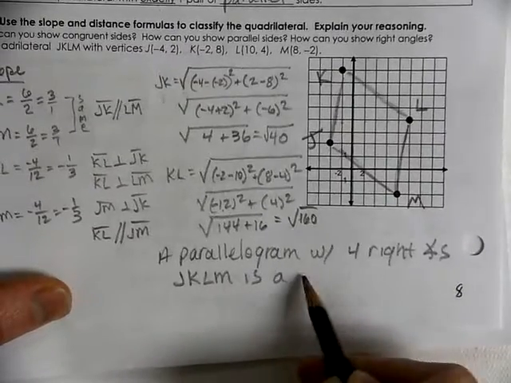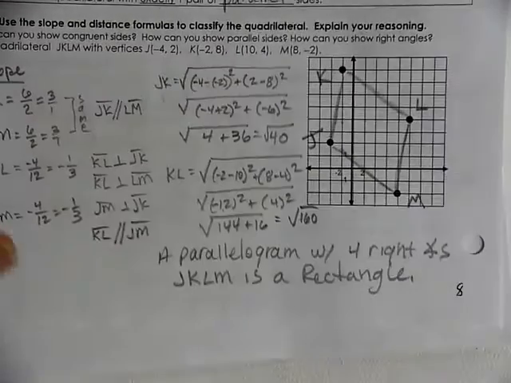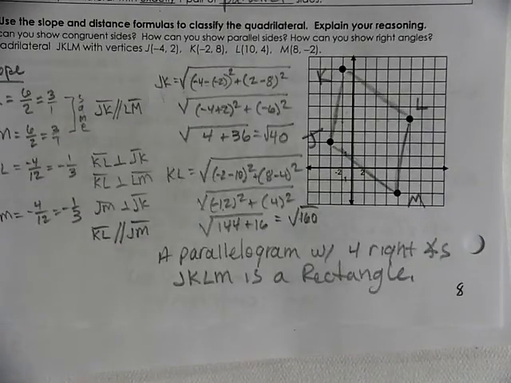JKLM is a rectangle. We proved it. We did what's called a coordinate proof. We looked at the slopes, we looked at the distances, we ruled out this cannot be a rhombus, this cannot be a square, this cannot be a trapezoid, this is definitely a parallelogram with right angles.